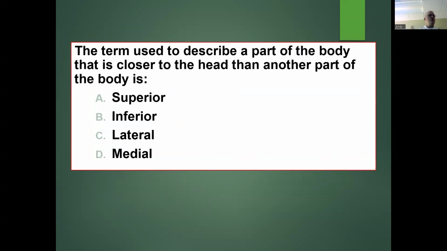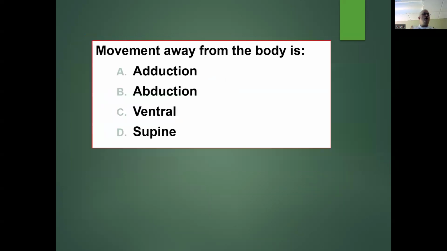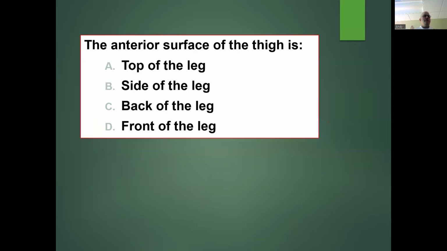A term used to describe a part of the body that is closer to the head than another part is called superior. Movement away from the body is abduction. Think of aliens. The anterior surface of the thigh is, so think anterior, that's the front of the leg.